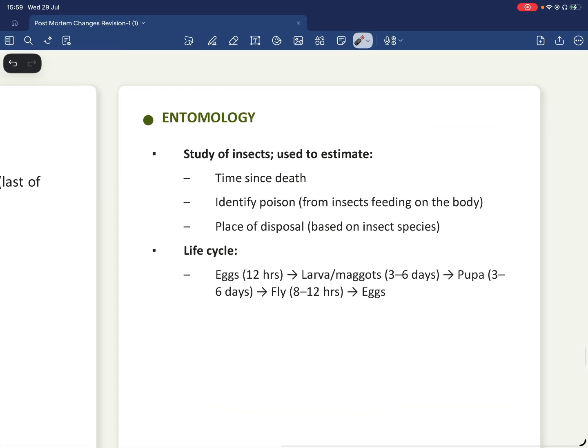Entomology is the study of insects used to estimate time since death. It helps in identification of poison depending on insects feeding on the body, and place of disposal based on insect species. The life cycle: we have eggs followed by larva, pupa, which grows into a fly, which lays eggs.